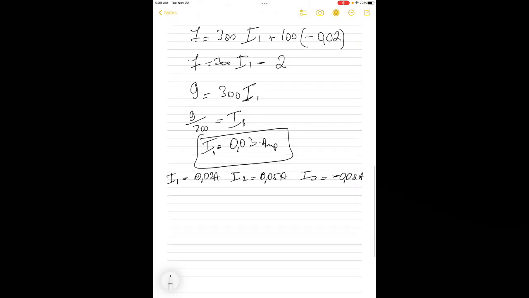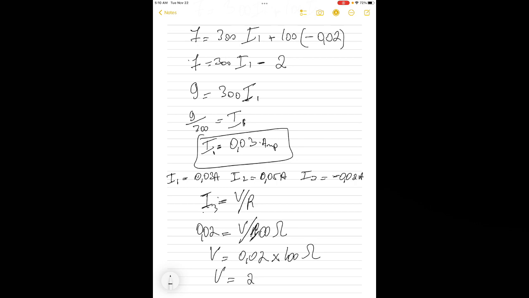Now they are asking us what is the potential difference across the resistance of 100 ohms. The formula is amp equals voltage divided by resistance. So we can replace I3, that's 0.02, equals voltage divided by the resistance, that's 100 ohms. So the voltage will equal 0.02 multiplied by 100 ohms, and the voltage will equal 2 volt.